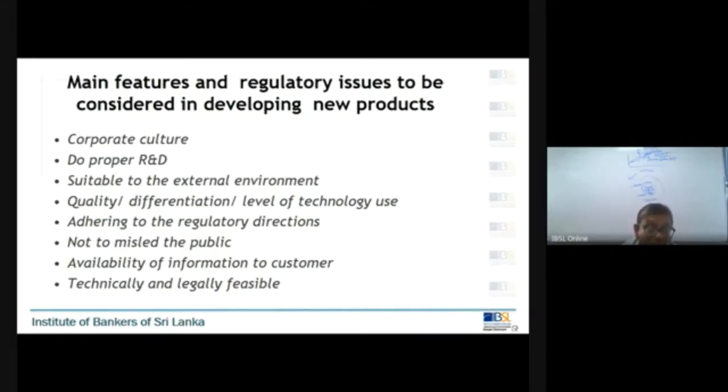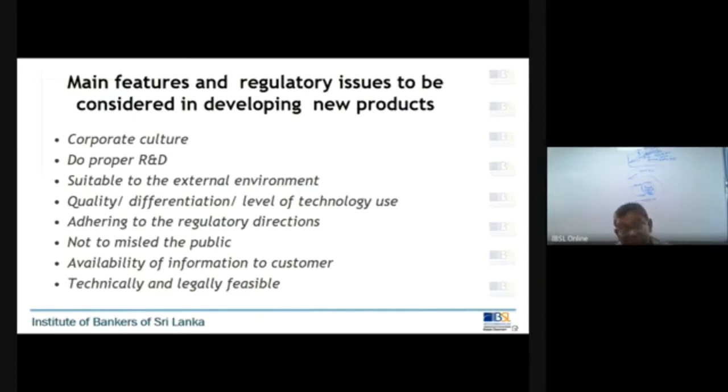And also you need to look at what the differentiation is, what the quality is, and the technological aspects when you use it. Now, a good example of this is the CDM machine. Now we have come up with ATMs. What are we talking about now? A recycling machine. Someone puts the money in, someone will take the money from that machine. That is recycling.